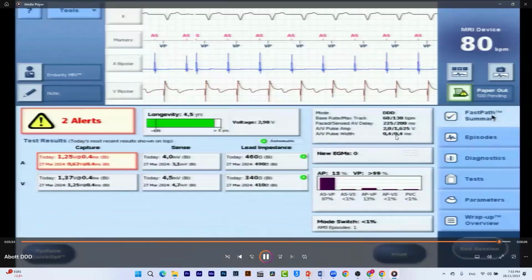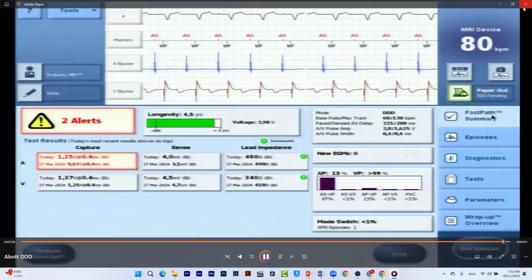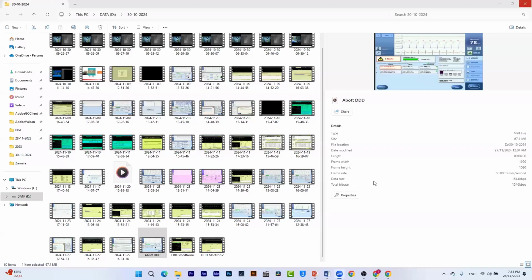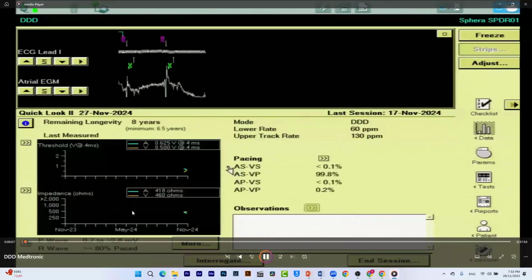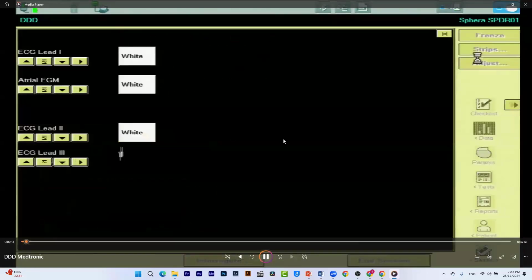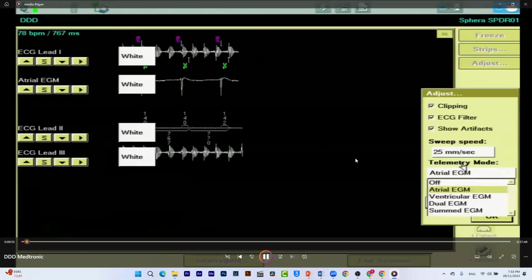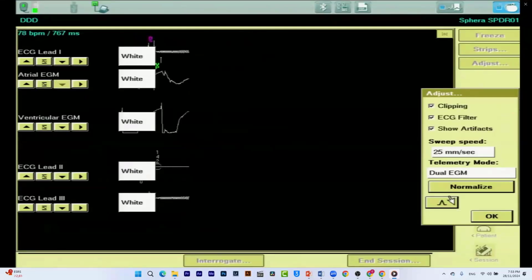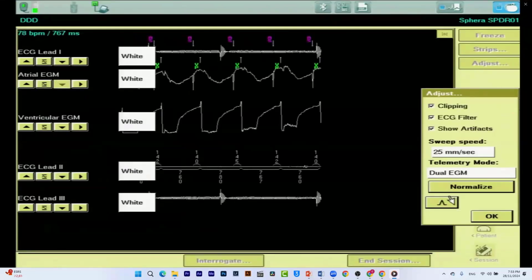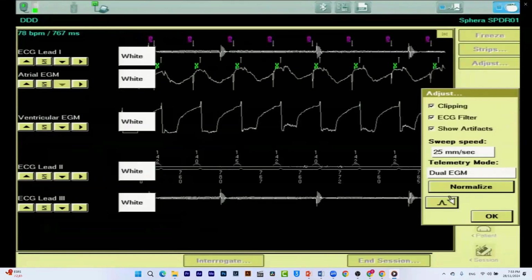Okay, I will show you another device. It is Medtronic. Here also this is the first follow-up after implantation of a dual chamber pacemaker with left bundle area pacing. But actually, I didn't have the ECG to show you.